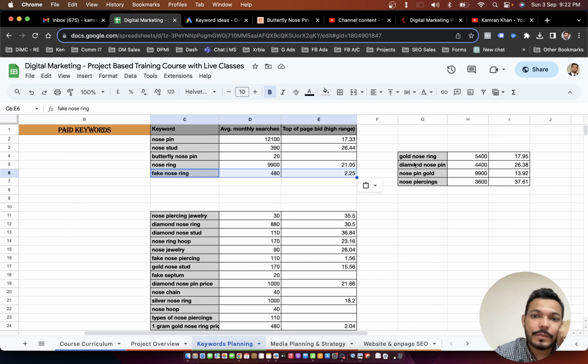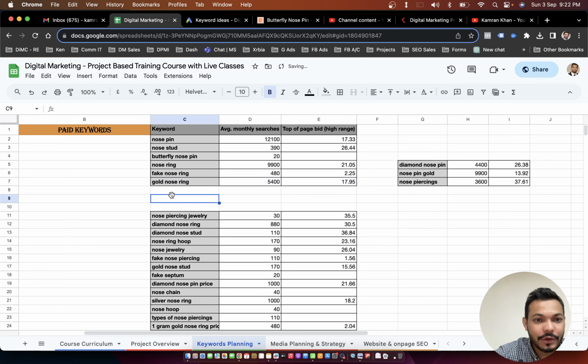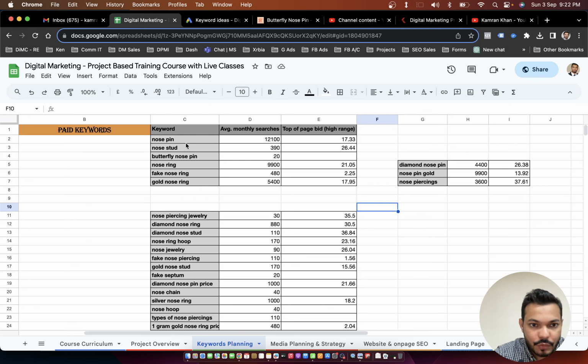And I really wonder if people who look for gold nose ring, I guess they are looking for the normal nose rings only. I doubt if they are looking for the actual gold ring or the artificial one. But as we don't have a problem with going with the gold nose ring, let's keep this keyword in the selection. So 1, 2, 3, 4, 5.